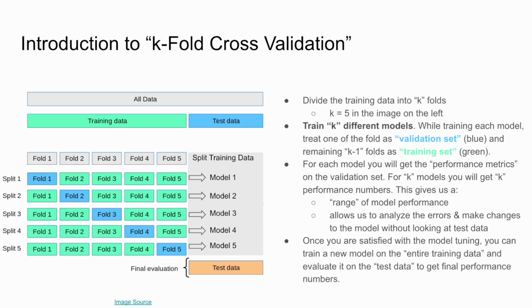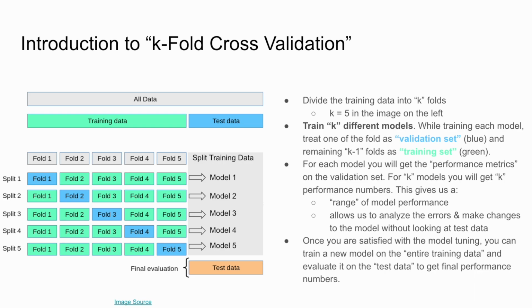A common approach to work around this limitation is called k-fold cross-validation. First, we divide the training data into k folds. In this example, we're using k as 5. Then we let the model train using k minus 1, for example, 4 folds in this training data, and the 1 fold is used as the validation set.